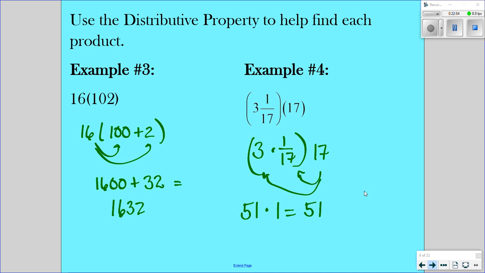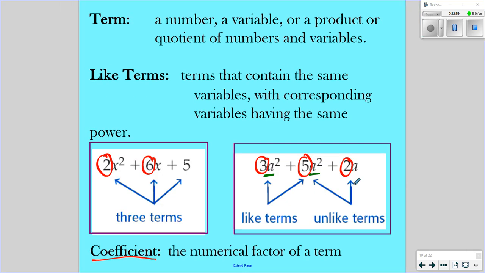And we also learned about terms. Terms basically could be a number, a variable, or a combination of a number and variable. And terms are separated by plus, minus, division, multiplication, whatever sign. It's separated by that. And like terms, make sure that they have the same corresponding variables in order to combine them. And if they're not the same, then they're unlike terms.